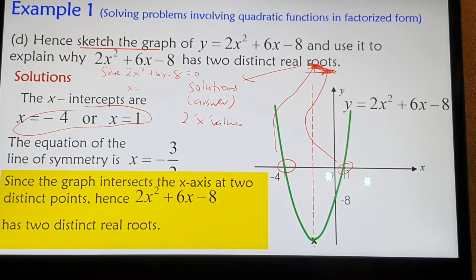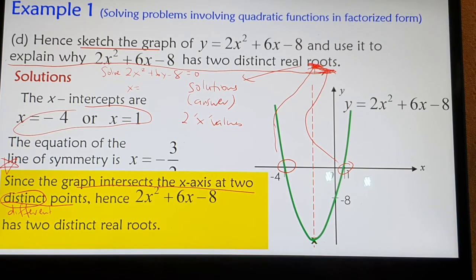But now you see, they want you to explain using the graph. Your 4049 AMAT syllabus requires you to explain like that. A lot of students cannot explain, but never mind, we'll train you to explain. So you say, since the graph intersects the x-axis at two distinct points, you must use this word. Distinct means different. Next time you will see the same point, I'll explain next time. So this has two distinct roots.